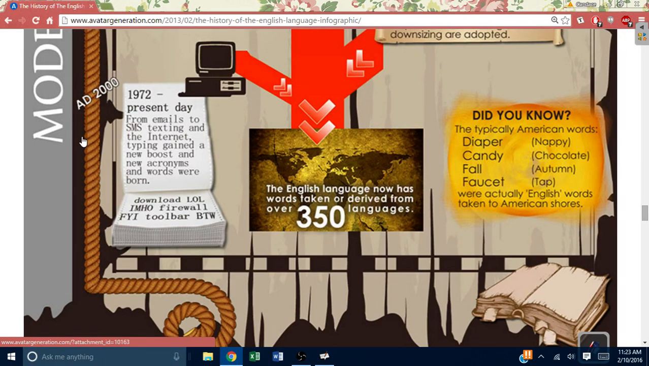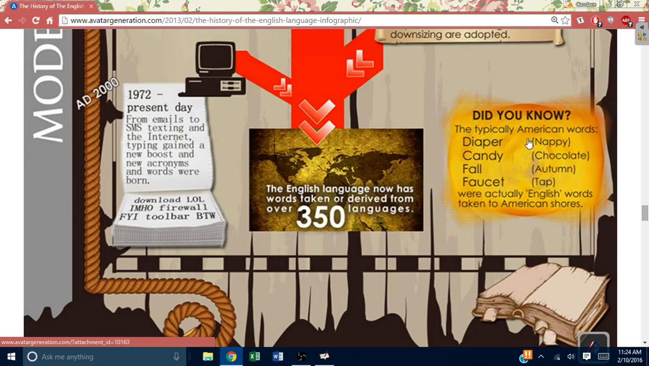So the English language actually has words taken or at least derived from over 350 other languages. And that's pretty crazy, that our language comes from 350 other languages. So English really did not become a language of its own devices. It was mostly just influenced by a lot of other languages, which is why it's kind of fun to learn, because we can learn all about the origins of different words.